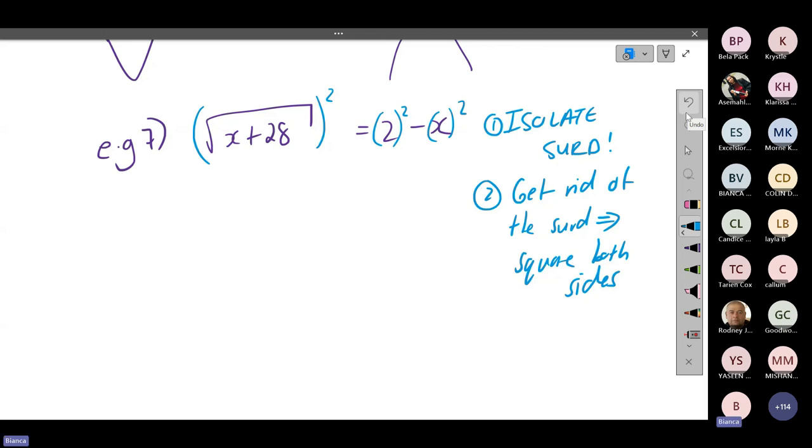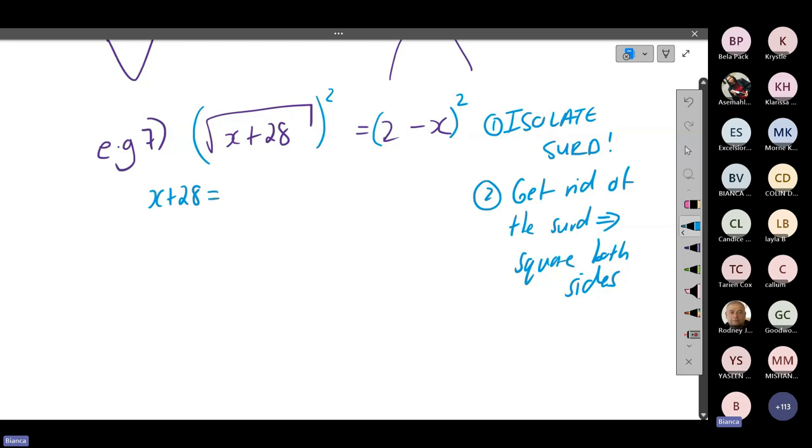What should they have done? Exactly. They should have squared the whole thing. Please understand this and don't make the mistake that a lot of matrics do. Isolate the surd, the little house must be on its own. Get rid of the surd means square both sides, the whole thing, okay? When you square this, you don't even need to think about it. It just stays like that.